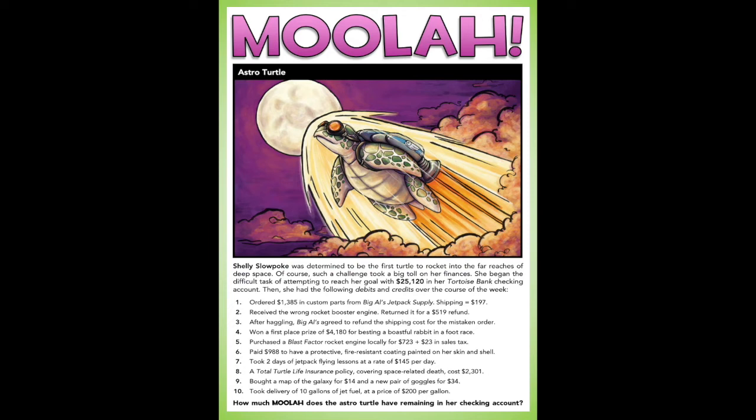Step 3. After haggling, Big Al's agreed to refund the shipping cost for the mistaken order. So now you got to look back. What was that shipping cost? And if it's a refund, would you add or subtract that amount? Step 4. Won a first place prize of $4,180 for besting a boastful rabbit in a foot race. So she won the money. So would that add to her account or subtract from her account? You will be doing this on step 4.